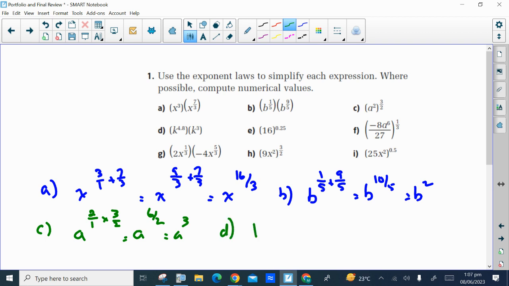Question D, multiplying powers with the same base, you add the exponents. So you're going to add 4.8 and 3, which is 7.8. There's your final answer.